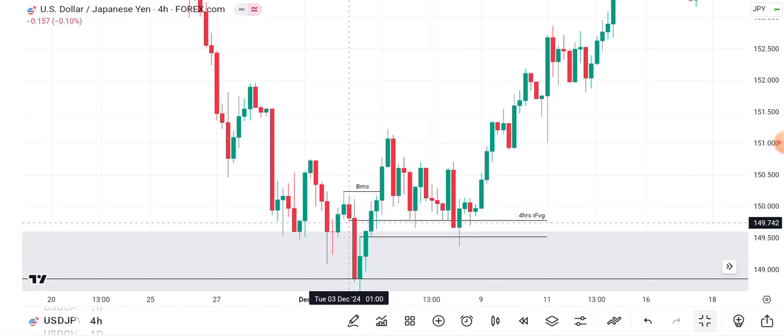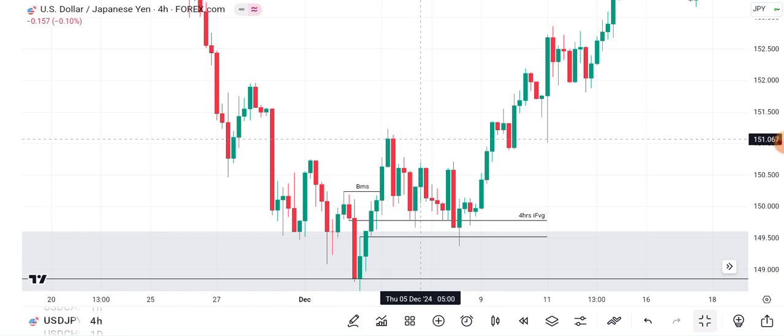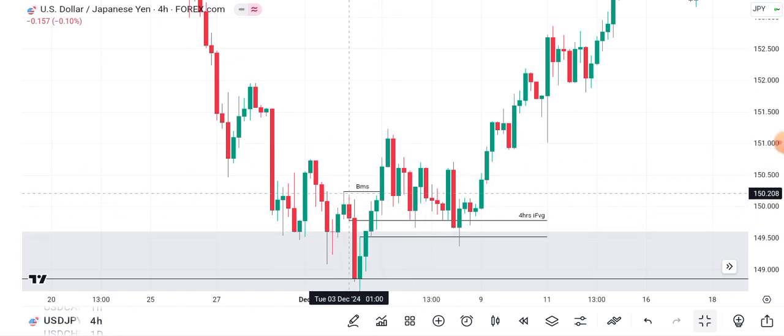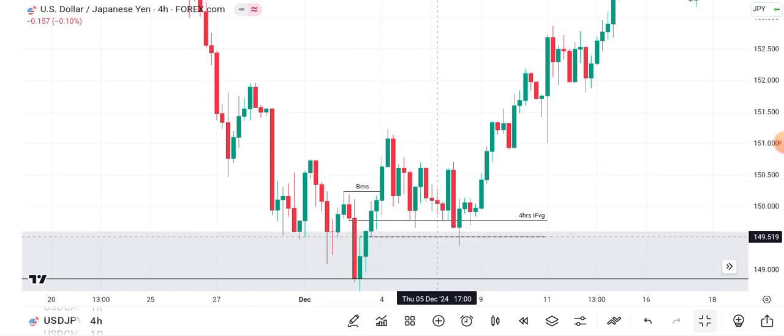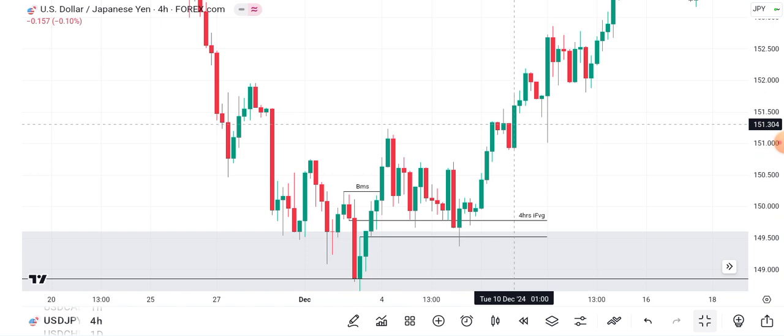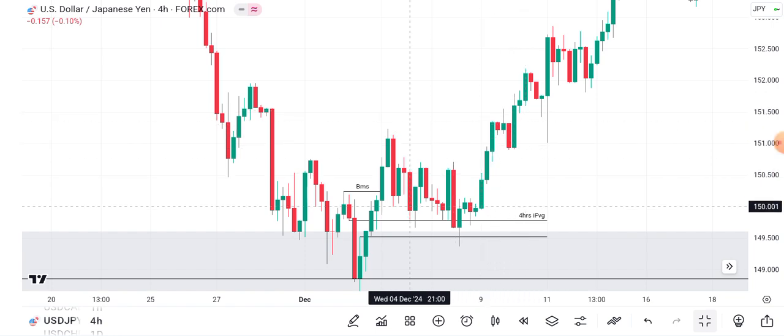Can we see it? The invalidation of this, what? Fair value gap. And we can see that after price had invalidated the fair value gap, you can see that price retraced into it before what? Moving higher.